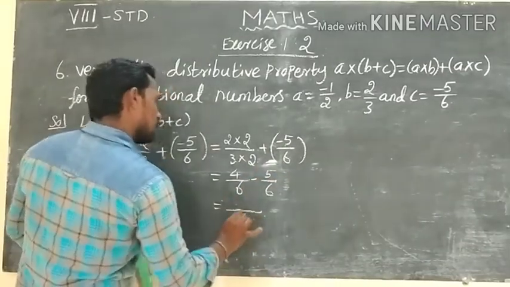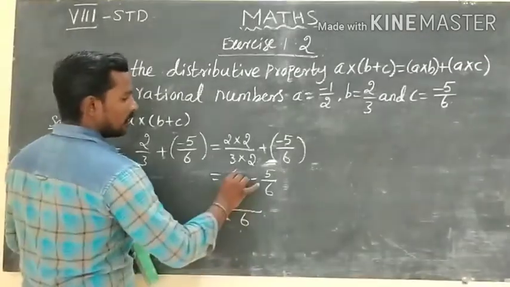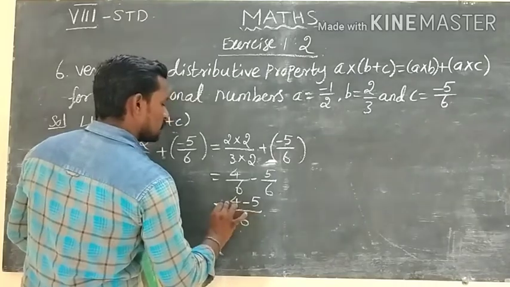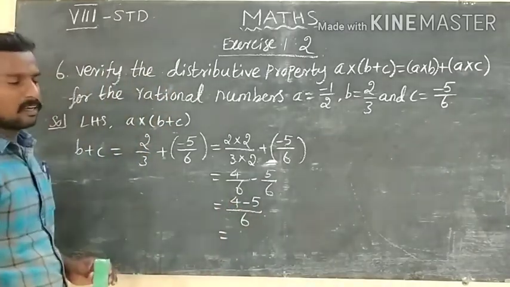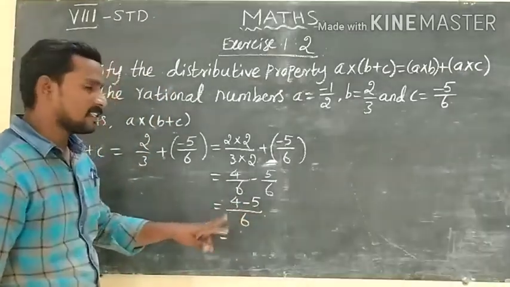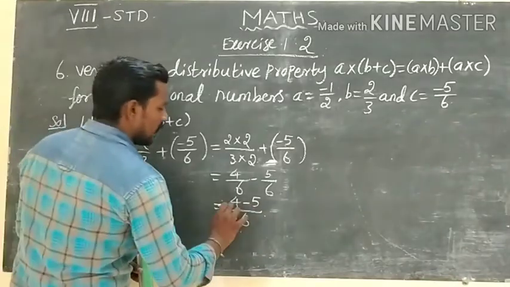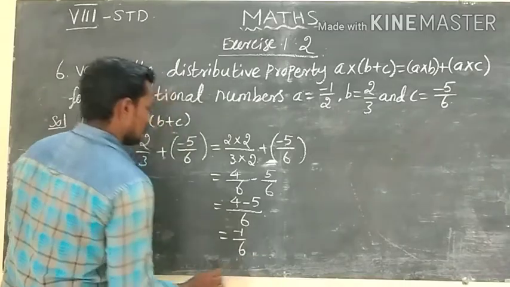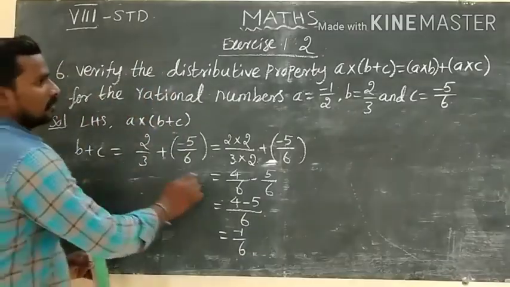So 6 is the common denominator. Then operate the numerator: 4 minus 5. The signs are different, so we subtract. 5 minus 4 is 1. The greater value's sign is minus, so the answer is minus 1 by 6. This is b plus c.